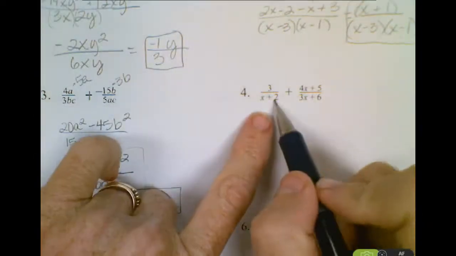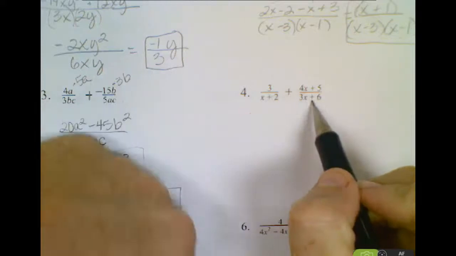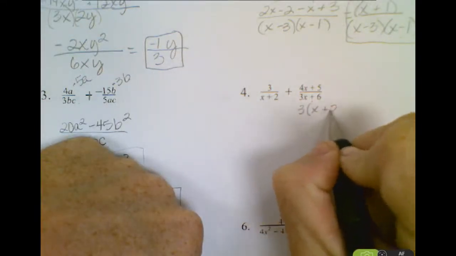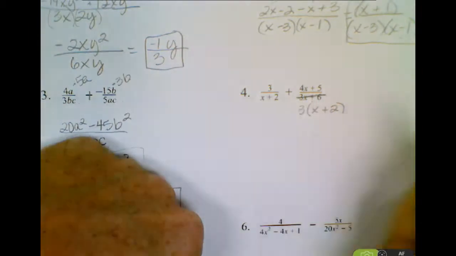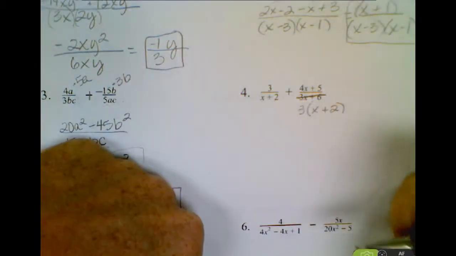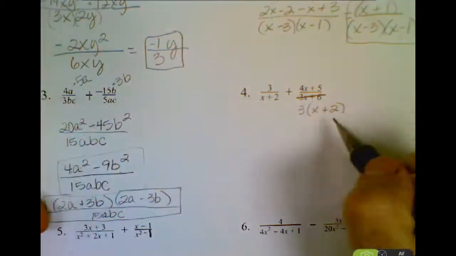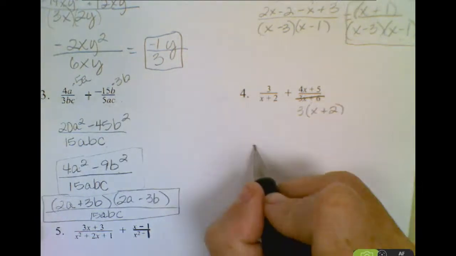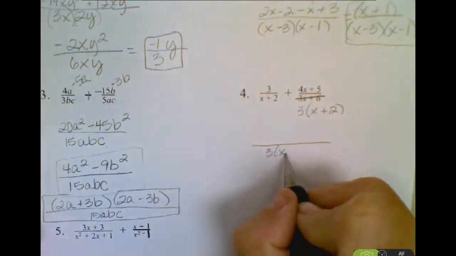So we've got x plus 2 as our denominator here. Here we have 3x plus 6, but you can factor that out to 3 times (x plus 2). So once I factor things, I tend to cross them out so we don't have any confusion going on. So now my common denominator would be 3 times (x plus 2).